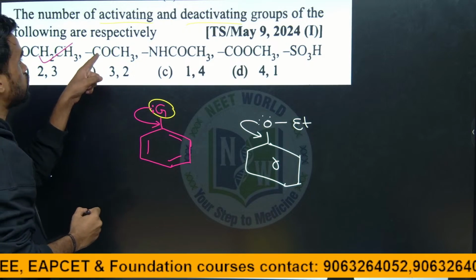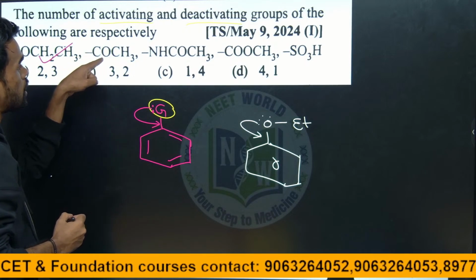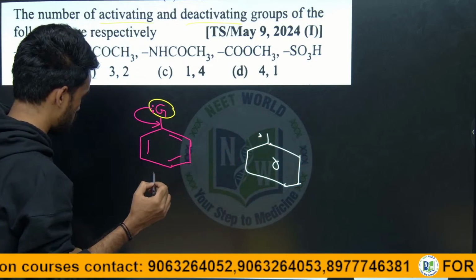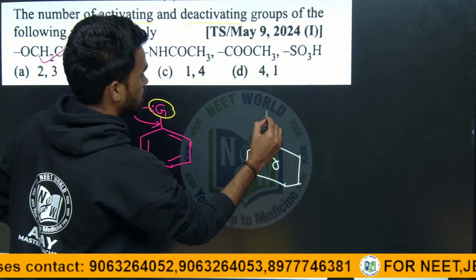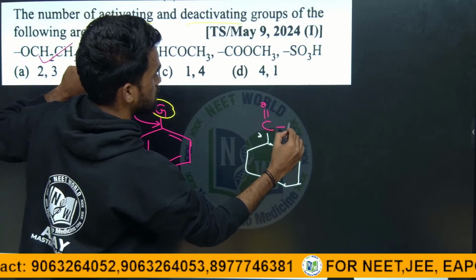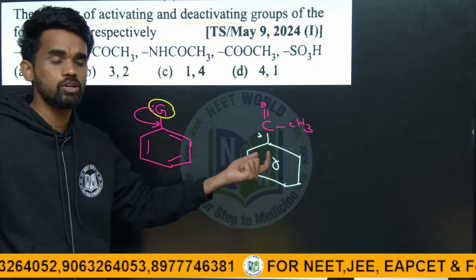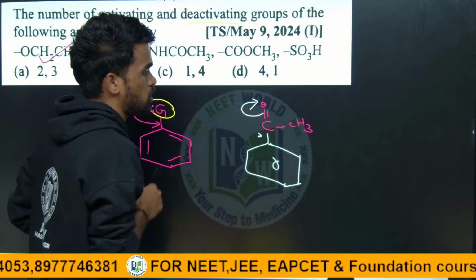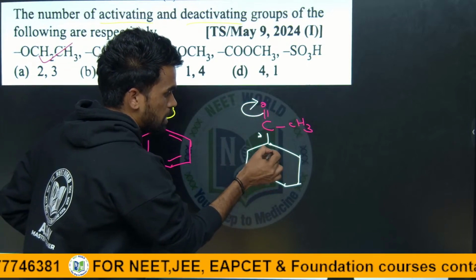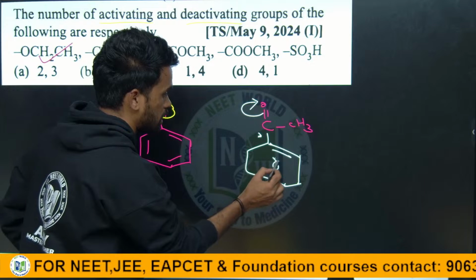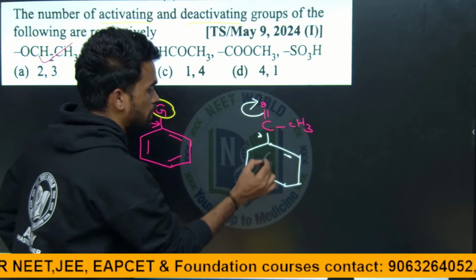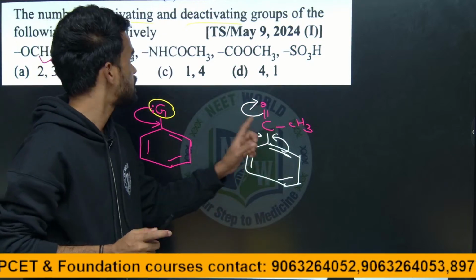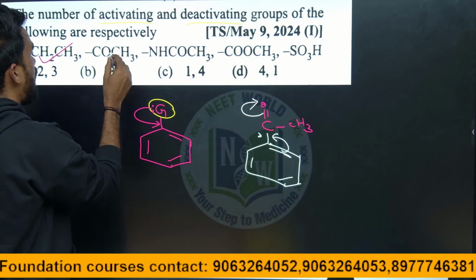Yes, and what about this? See, this is attached with a carbon, which means I need to replace this with COCH3. So this is a carbonyl group, a ketone, right? This is a ring deactivating group and it will withdraw the electrons towards oxygen and deactivate this ring's pi electrons like this. So I can say this is a deactivating group.